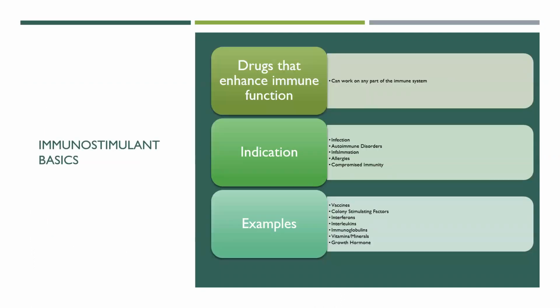Then we have our immunostimulants. So immunostimulants are drugs that aim to enhance the immune system. So they can work on any part of the immune system that may be deficient. The indication would be to have infection, to have autoimmune disorders that cause deficiencies in the immune system, for patients that have inflammation, allergies, or compromised immunity. Examples of immunostimulant medications would be things like vaccines, colony-stimulating factors, interferons, interleukins, immunoglobulins, vitamins and minerals, and growth hormones. And that wraps up our discussion on immunosuppressants and immunostimulant medications.